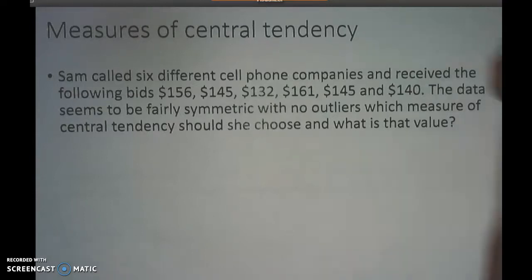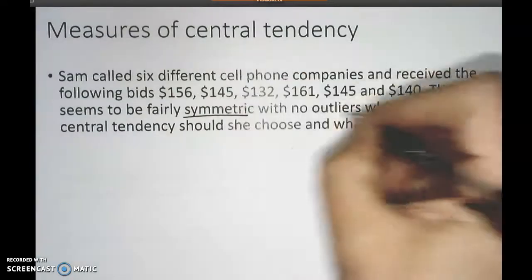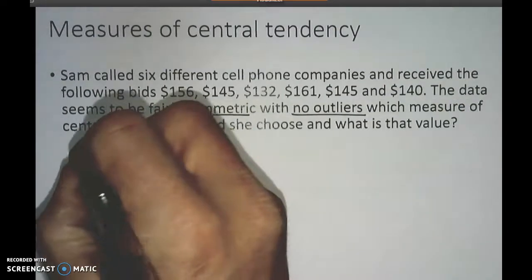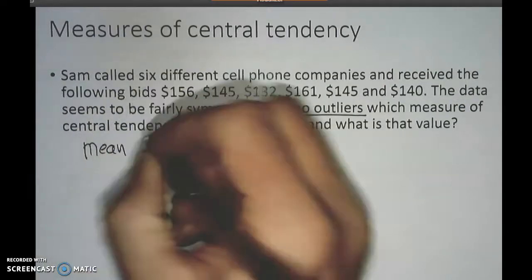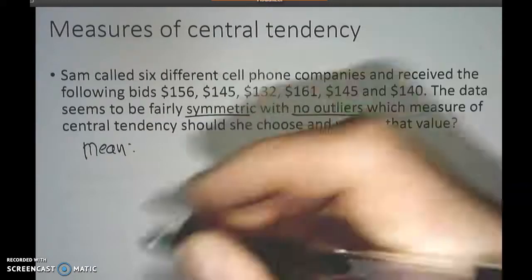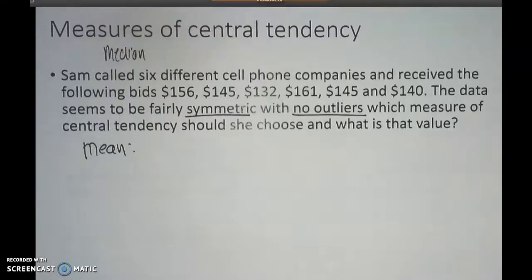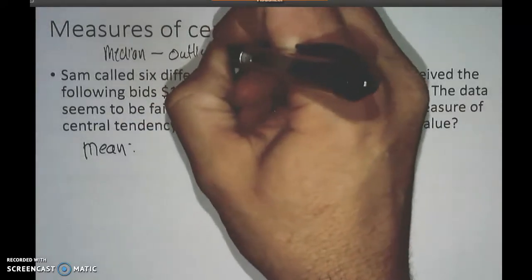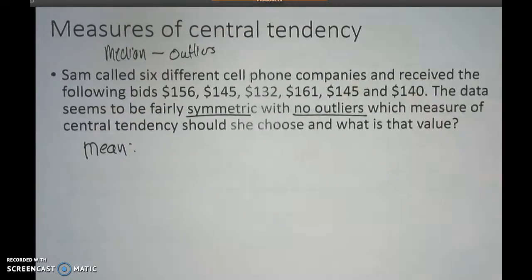So the key aspect of this question is the fact that it said that it is symmetric and no outliers. Since it's symmetric and no outliers, we want to use the mean, okay? If there were outliers, we'd want to use the median. Those are your measures of central tendency, okay? So you need to be able to say: outliers, median; no outliers, mean.